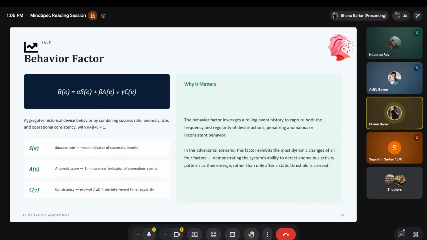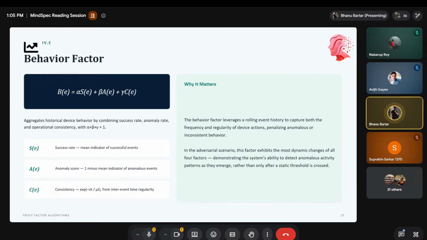These three components are combined using coefficients alpha, beta, and gamma, whose sum equals 1. These coefficients determine how much each behavioral characteristic contributes to the final score. Among all four trust factors, this one changes most rapidly during attacks. As we will see in the experimental results, once a device becomes compromised, behavioral trust begins to decline before many other indicators. This makes behavioral analysis extremely valuable for early attack detection.